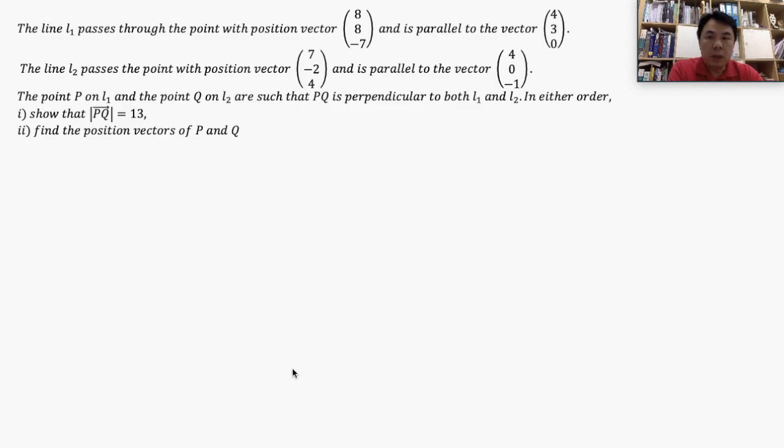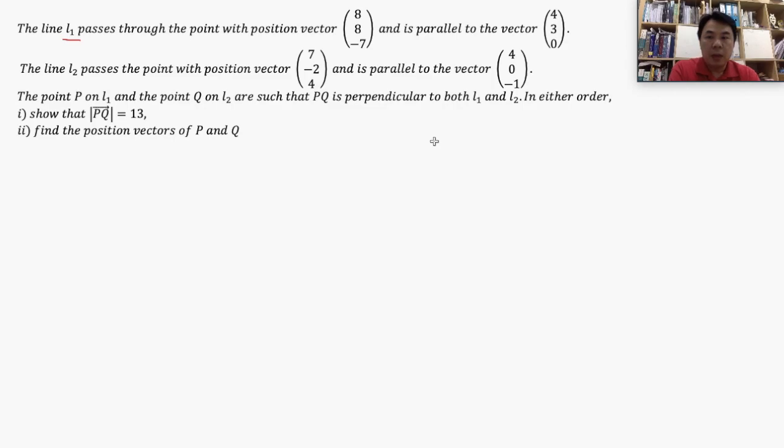Here we are given two lines. The first line is labeled L1, line number 1, passes through the point with the position vector given here, and is parallel to the vector here. Line number 2 passes through another position vector, but is parallel to another vector here. Since the direction vectors for L1 and L2 are different, they are not parallel. Most probably they are skewed in three-dimensional space.